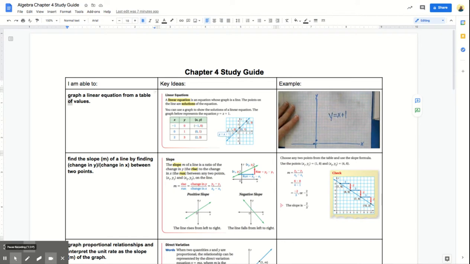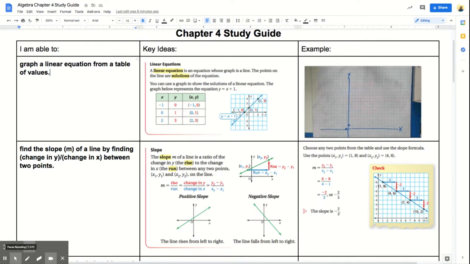Now, you may be asking, where did we get these values that are in this table? We have this equation y equals x plus 1. If we pick any value for x, let's say x is 0, then we can substitute that in and solve for what y would be equal to. So y would be equal to 1. If x is 0, y is 1. Okay?